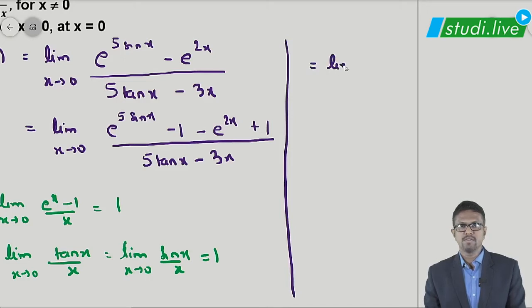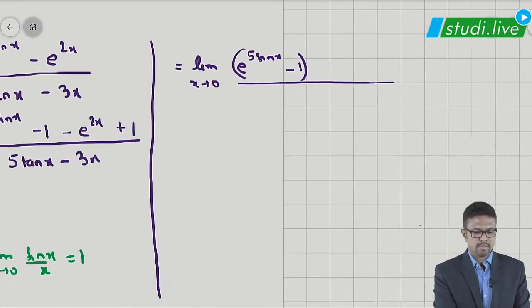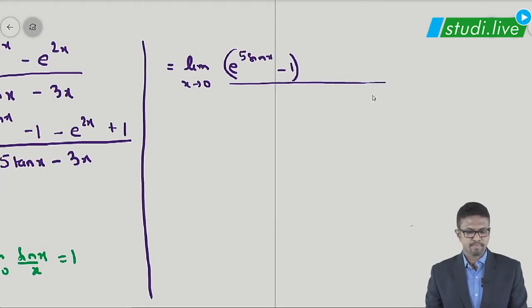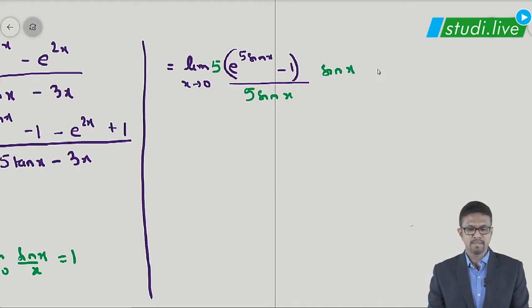So this is limit x tends to 0, e raised to pi sin x minus 1. Okay, now to complete this part, I will divide by pi sin x, and of course I will have to multiply by pi sin x. So I'll write pi over here and sin x over here. What else was left? This was minus e raised to 2x plus 1. So this is minus e raised to 2x plus 1.